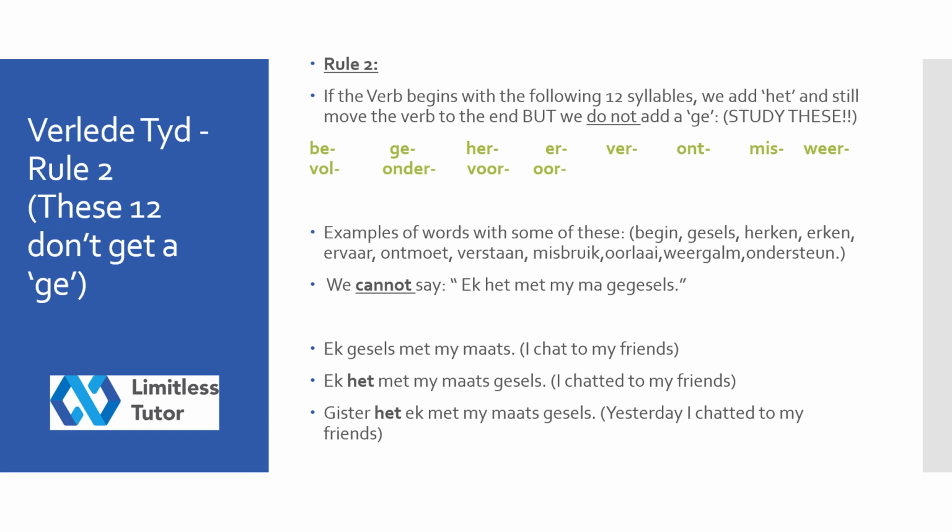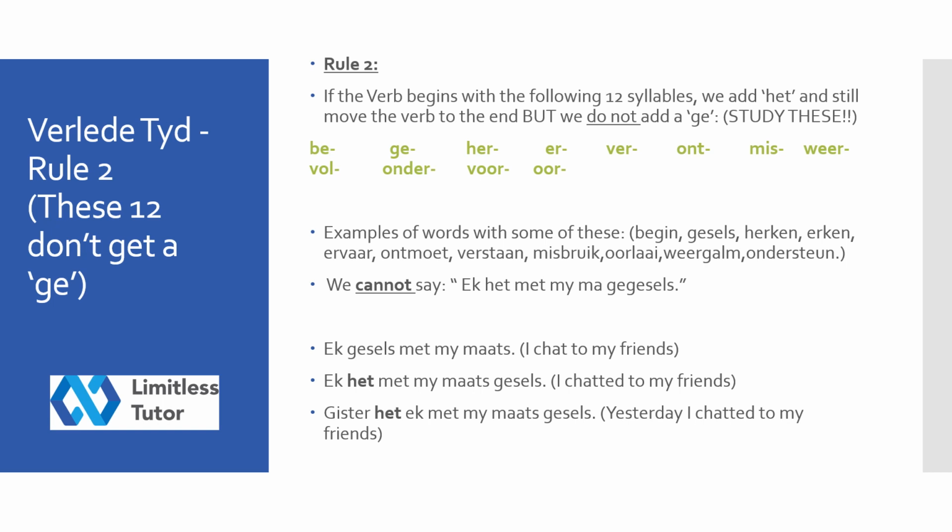Okay, rule number 2, if the verb begins with the following 12 syllables, we add het, and we still move the verb to the end, but we do not add a ge. Okay, this is for studying. You have to study these. Most people just learn be, ge, her, ver, ont, mis, but it also applies if the first syllable of the word is weer, vol, onder, voor, or oor.